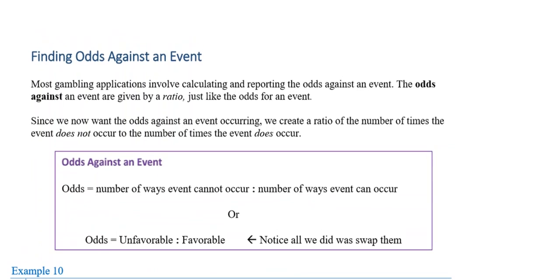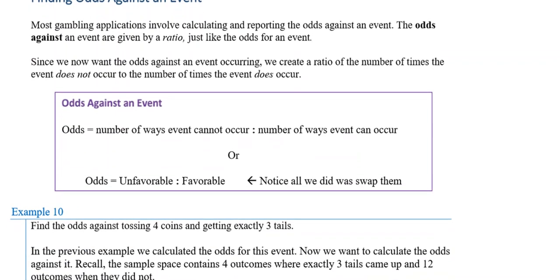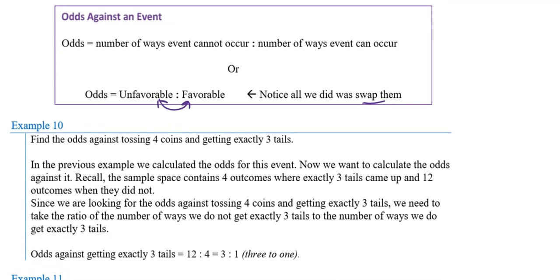Okay, so now, finding odds against an event. Most gambling applications involve calculating and reporting the odds against an event. The odds against an event are given by a ratio, just like the odds for an event, so it's the same type of thing. And this one, really, just watch. All that's happening here is you're going to flip these around. If you're going for odds against an event, that's just unfavorable to favorable, right? Notice that all we did was swap the 2. Which makes sense, right? You're just finding the other part of it.